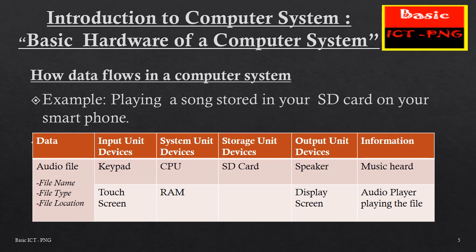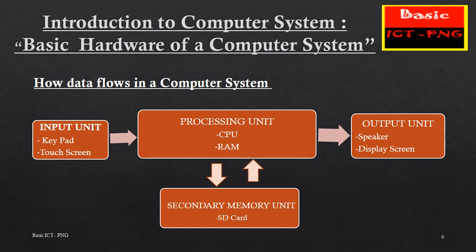Input devices will be the keypad or the touch screen, and the system unit devices would be the CPU and the RAM. The storage unit devices will be the SD card. The output unit devices would be the speaker on the phone and the display screen. So these are the various components in each of these four units that play a part to play a song on your smartphone. Okay, here we use the example to summarize how data flows in a computer system.